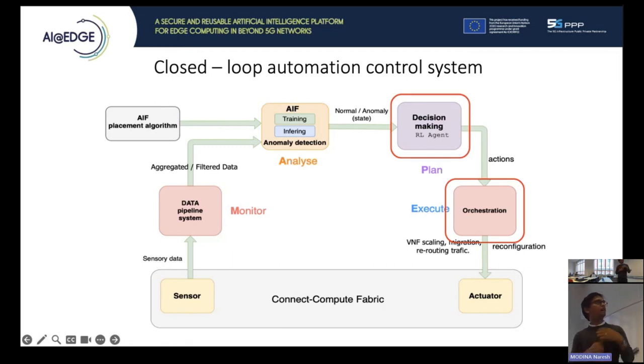And once we have the RL agent sufficiently trained, the RL agent will propose some actions that will be passed on to the orchestration. Here we have some management entities. These actions will be sent to the management entities, and then they will try to implement this in the concerned platform.